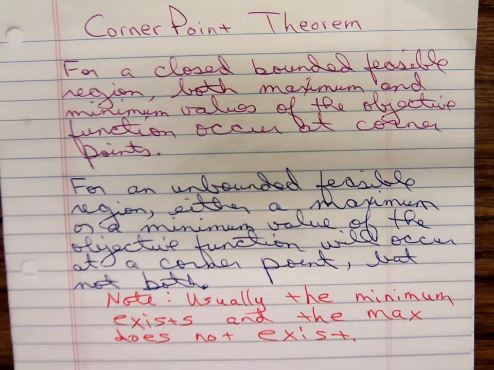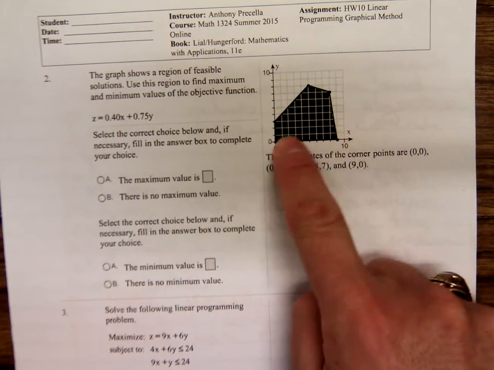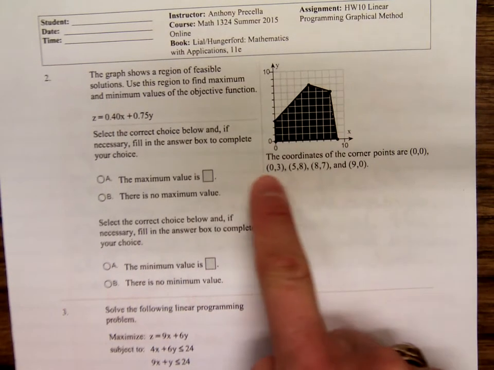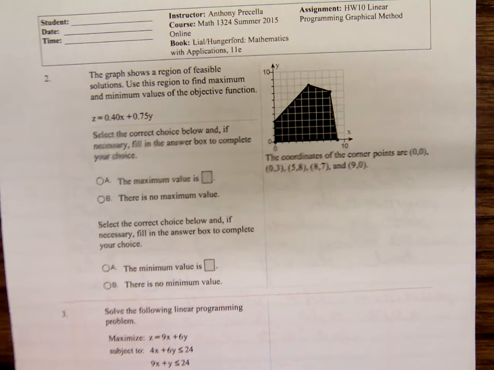Here's another closed bounded region where you have to plug in the corner points, and since it's closed and bounded, it'll give you both a maximum and a minimum.